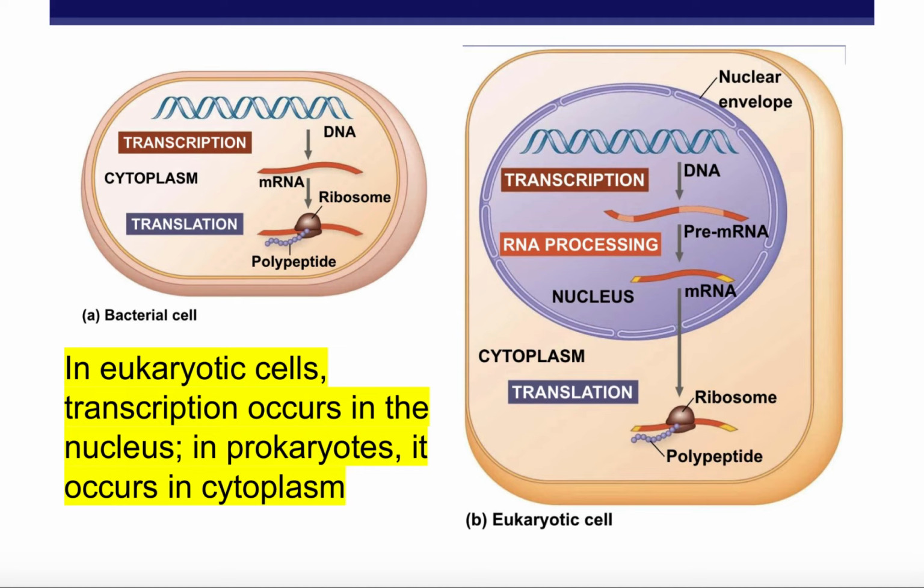And just a reminder, in eukaryote cells, that transcription process occurs in the nucleus, and in prokaryotes, it occurs in the cytoplasm, and for eukaryotes, it's going to need a little bit of an extra step.